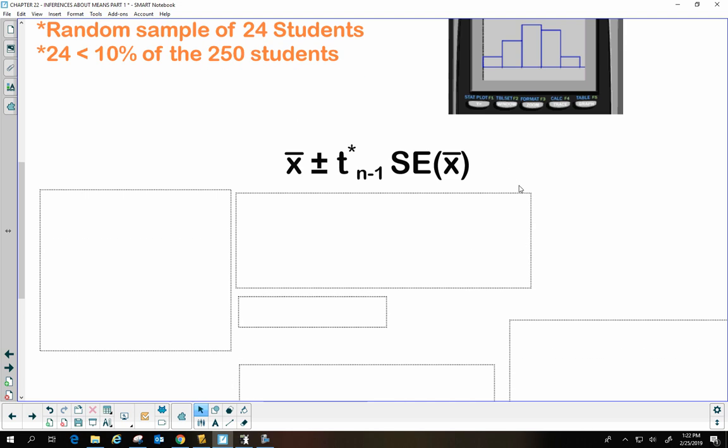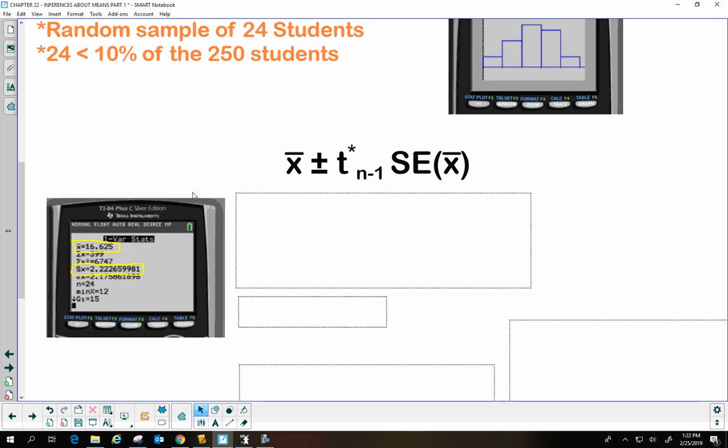There's my interval. I need to find these values. I need the sample mean, the critical value associated with 24 students, and the standard error, which means I need the standard deviation of my sample. In my calculator, I can calculate one variable statistics. I just hit stat, calc, one variable stats. It's been a while since we've done this. Make sure you use the correct list, and this is what I got. I found a mean of 16.625 and a standard deviation of 2.222, and so on. We use s instead of sigma because this came from a sample.